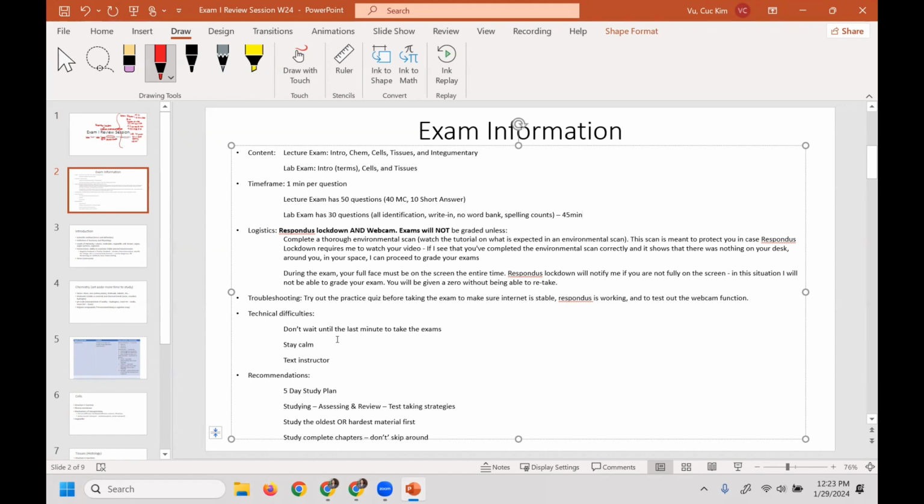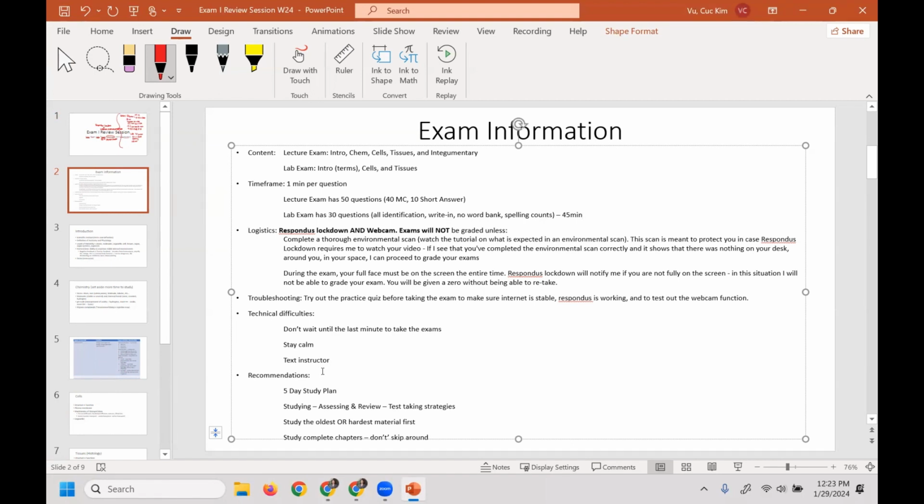Technical difficulties: don't wait until the last minute to take the exam. Sometimes students wait until Sunday at 10 p.m. to take the exam and something happens. Once you are beyond that time range, even if some technical issues happen, I can't help you, okay? So it's best to take it a little bit earlier than the absolute deadline. Stay calm if something does happen and text me, okay?